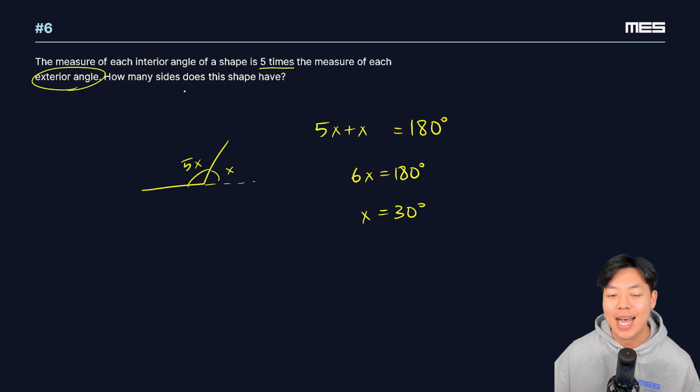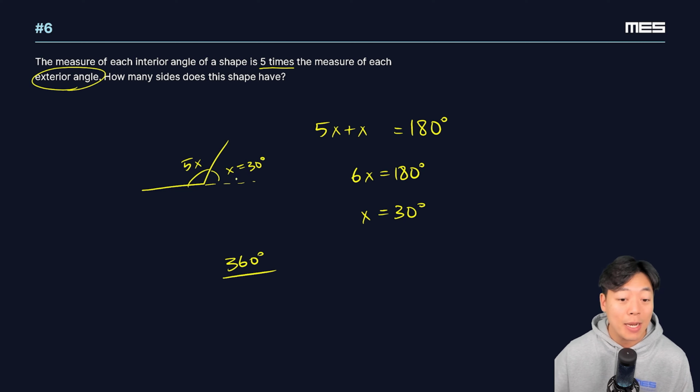So how many sides does this shape have? If x is equal to 30 degrees, we know that all the exterior angles of a shape add up to 360 degrees. All the exterior angles of a shape add up to 360 degrees. So if we took 360 degrees and divided by one of these exterior angles, that will give us the number of sides of this shape. So we have a dodecagon here, 12 sides.